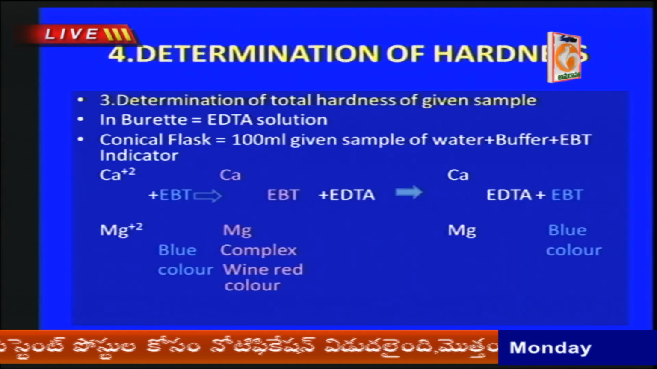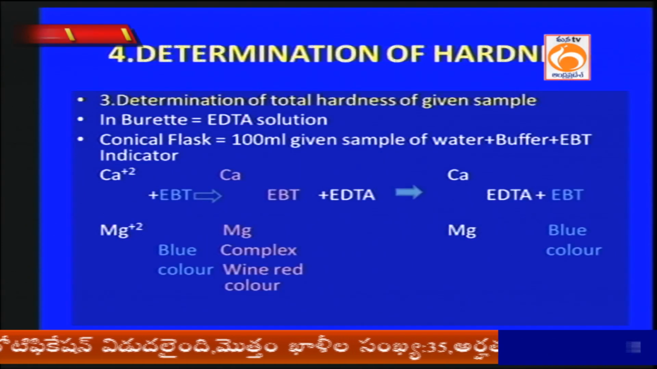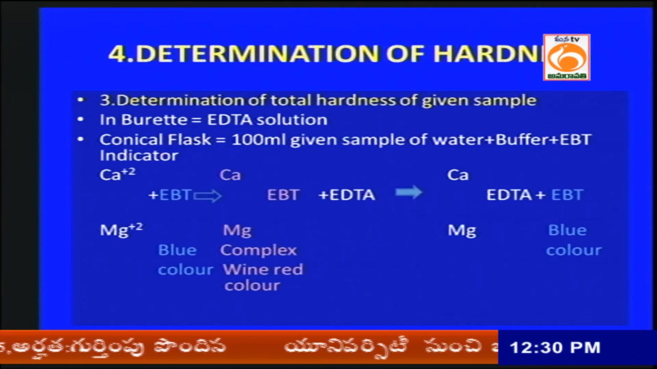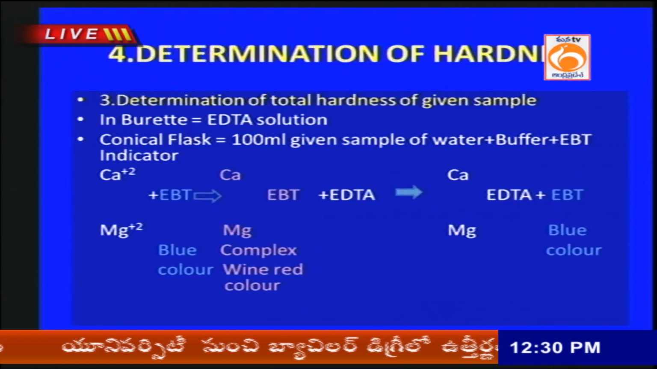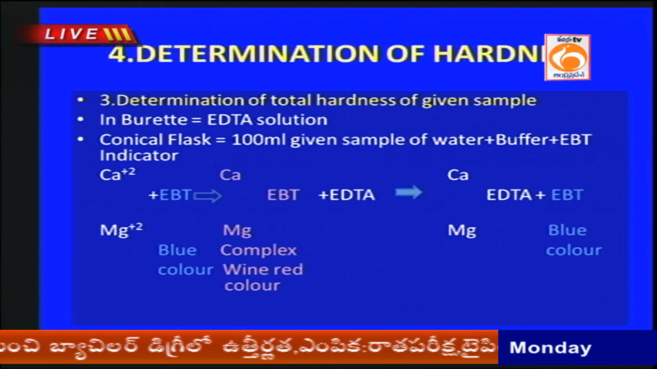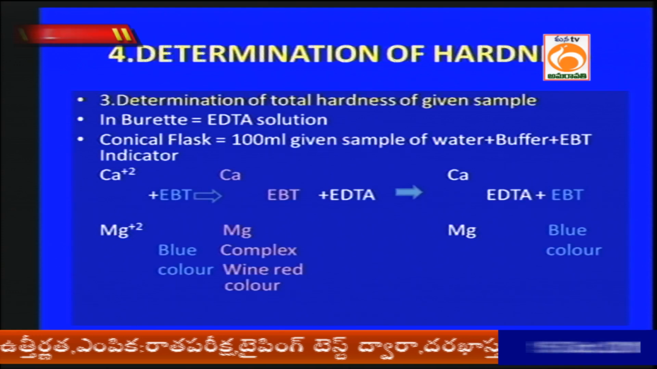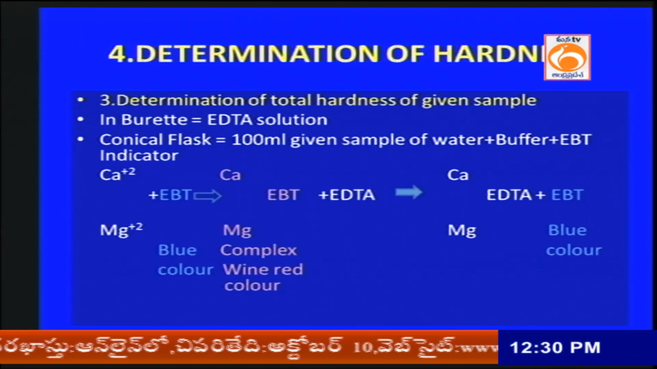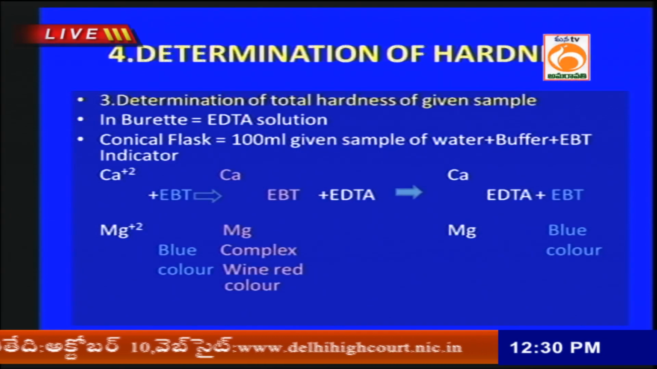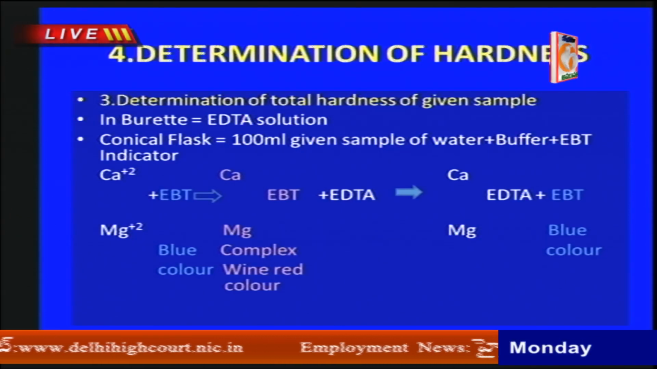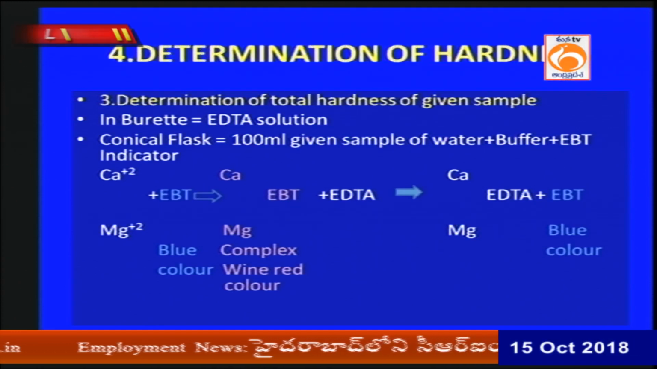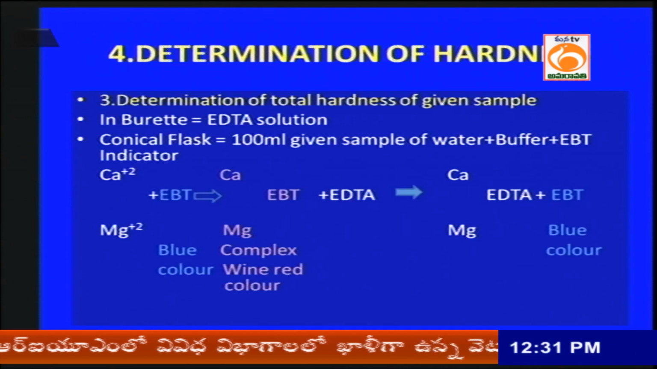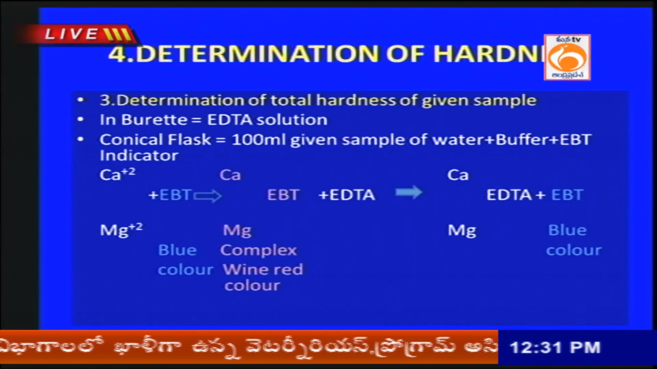Next, see the third part, determination of total hardness of a given sample. In the same way as we do the EDTA titration with zinc sulphate, here instead of the zinc sulphate solution we take a sample of water. We collect samples of water from various regions that contain calcium, magnesium and heavy ions. In terms of calcium carbonate, we are finding the hardness.